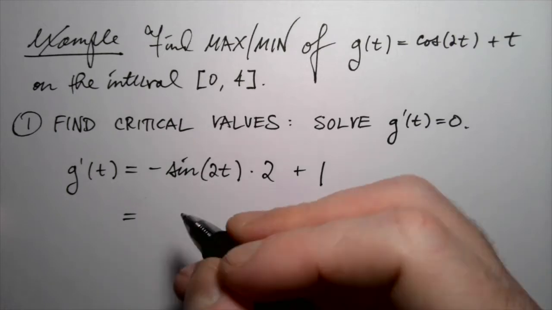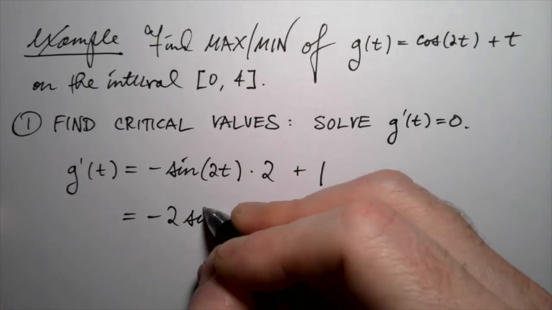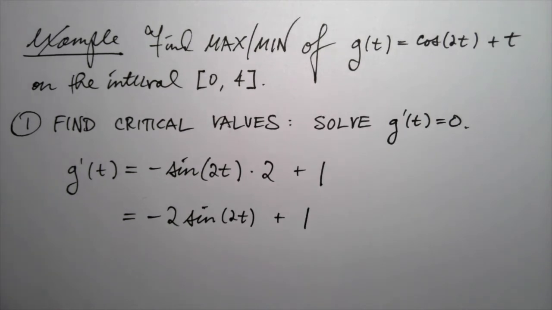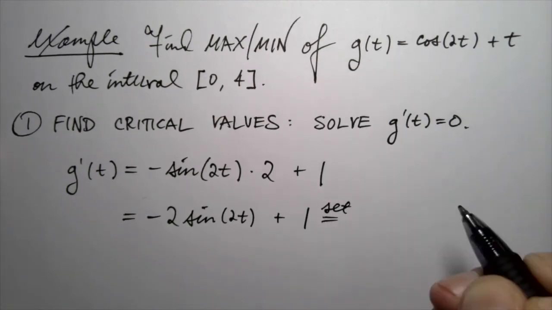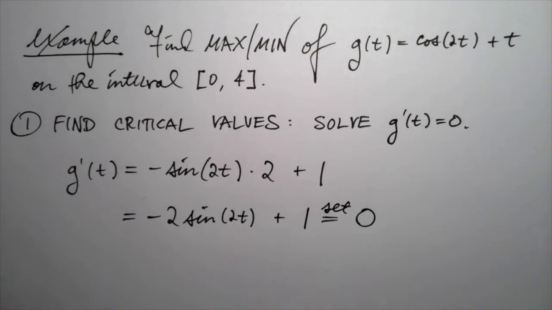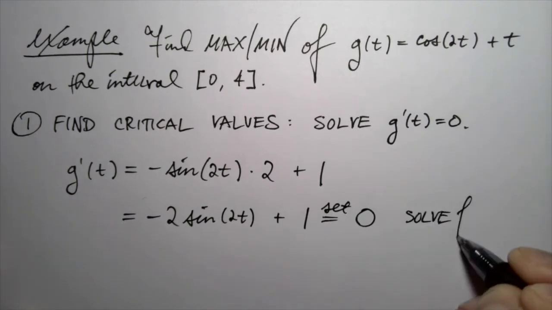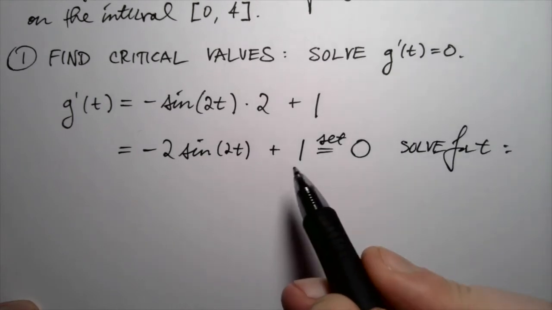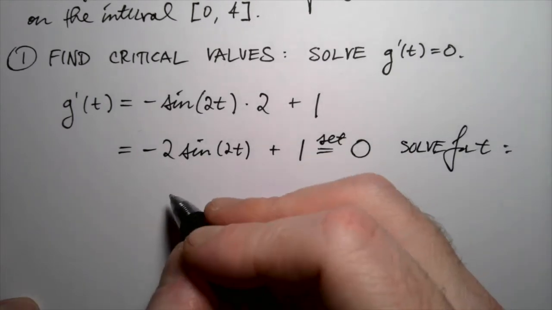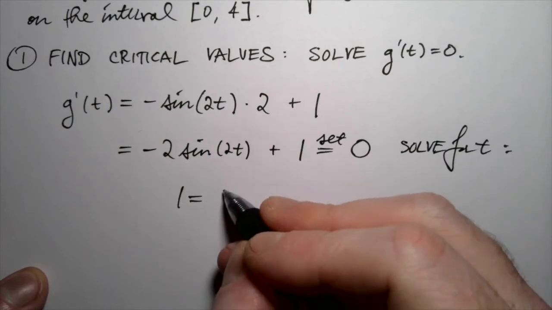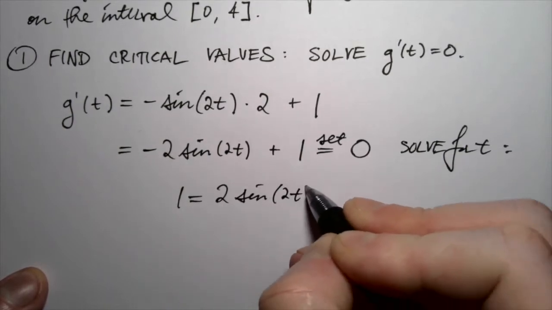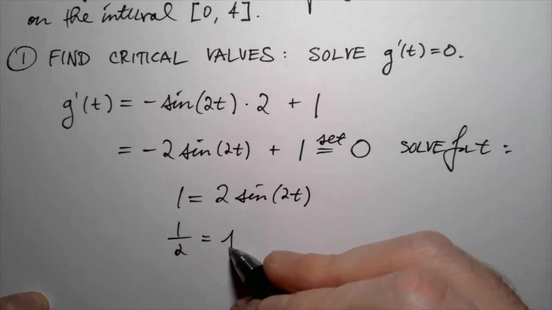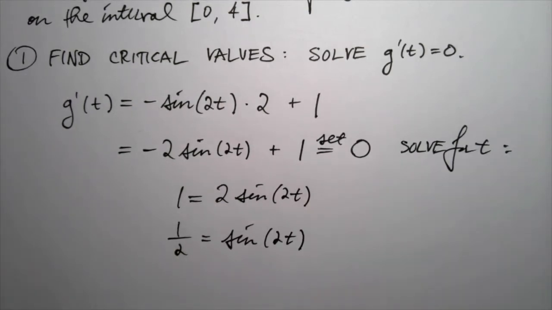Okay, let's just move that 2 out front. I like to put my constants out front. It just makes me feel a little bit better. So that's the derivative rewritten. And now to find the critical values, we've got to set it equal to 0, and then solve for t. Here we go. Well, if we add 2 sine of 2t to both sides, we'll get that 1 is equal to 2 sine of 2t. And then dividing by 2, we get that sine of 2t is equal to 1/2.